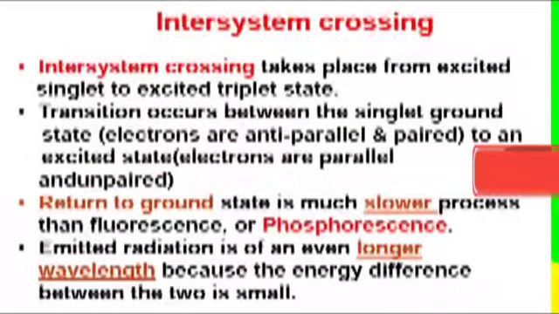Intersystem crossing takes place from the excited singlet state to the excited triplet state. Transition occurs between the singlet ground state to an excited state, that is, electrons are antiparallel and paired, and electrons are parallel and unpaired. Return to the ground state is a much slower process than fluorescence or phosphorescence. Emitted radiation is often of a longer wavelength because the energy difference between the two is small.